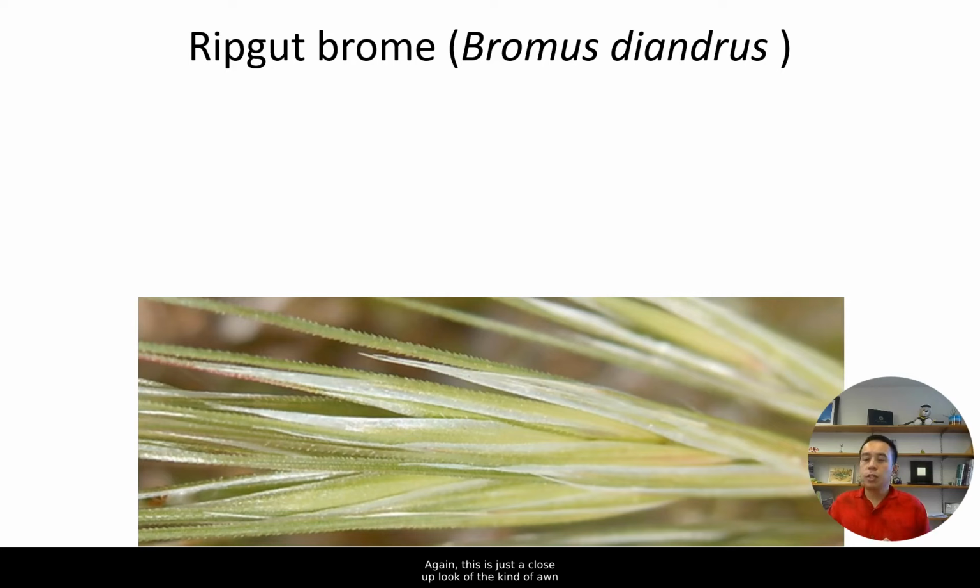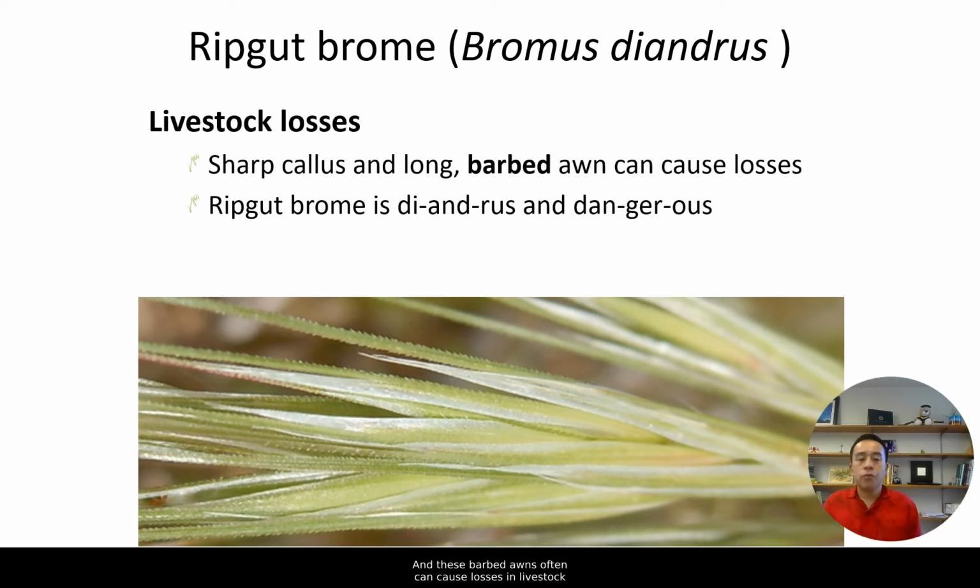Again, this is just a close-up look of the kind of awn and the barbs that I'm talking about. This isn't a macro photo, so you can't see it that well, but you can begin to see at the zoomed in feature right here that there are little white hooks coming out of that awn, and that's the barbs I'm talking about. And these barbed awns often can cause losses in livestock, and can also be an issue with wool production.